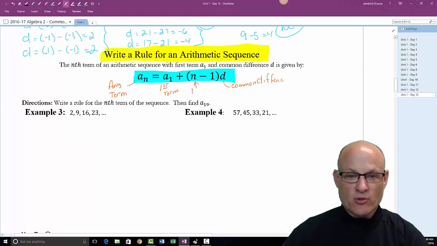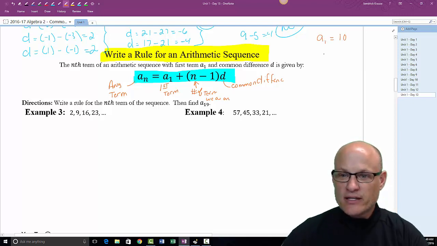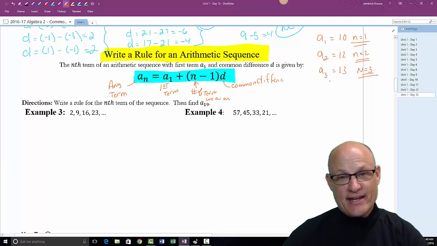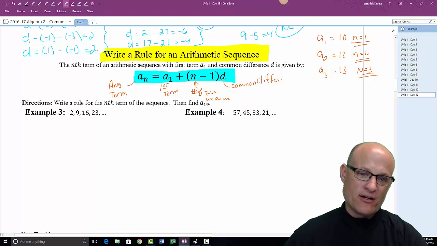And so n is just the number of the term we're on. Let me explain that. If I had a sub 1 equals 10, and a sub 2 equals 12, and a sub 3 equals 13. A sub 3 is 13, but at this point, n is equal to 3. At this point, n is equal to 2. At this point, n is equal to 1. Does that make sense? N is the number of the term we're on. A sub n, or a sub 3, or a sub 2, or a sub 1, that's the actual number that it is for that term.